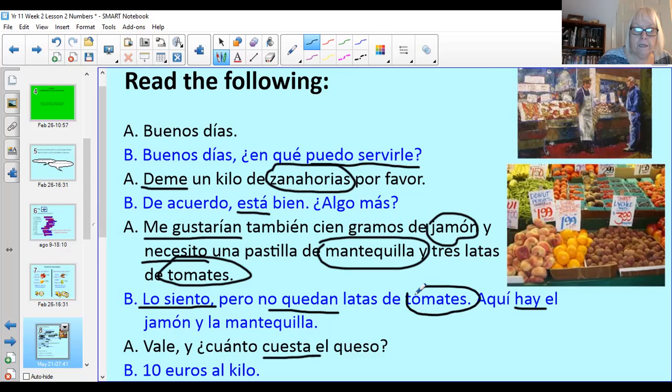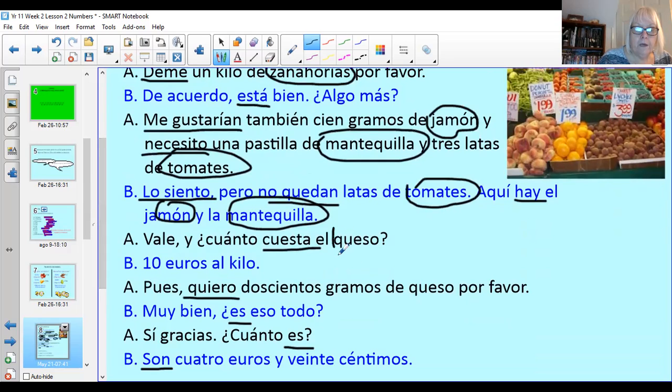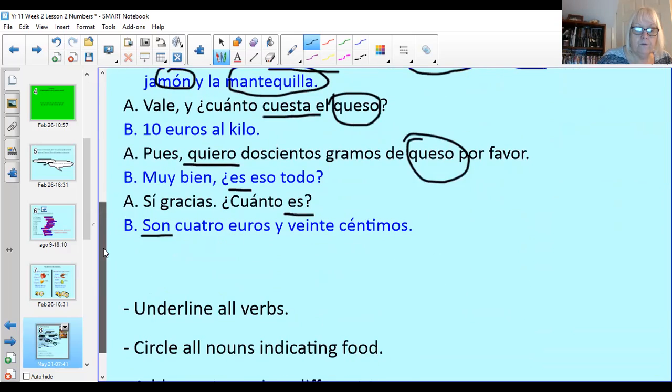Tomatoes appears again here. And also jamón and mantequilla. So I'm not very good with this pen, but I'm doing my best. Okay, another food item coming up, queso, cheese. There's queso again. And that is the lot in terms of food.